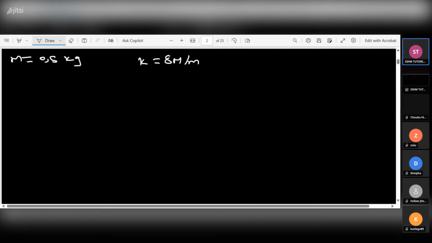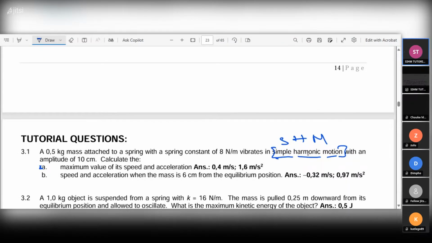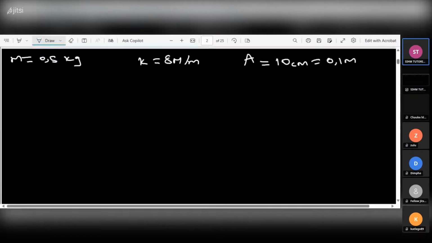And then go to the other side, we go to check. They also have something. They say vibrating in simple harmonic motion with an amplitude of 10 centimeter. Calculate the maximum value of its speed and acceleration. Remember, you have also been given the amplitude. The amplitude is A, which is 10 centimeter. This is the same as 0.1 meter. It's supposed to be in that way.